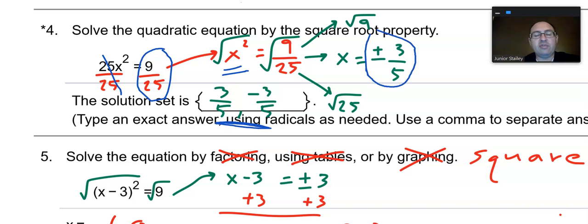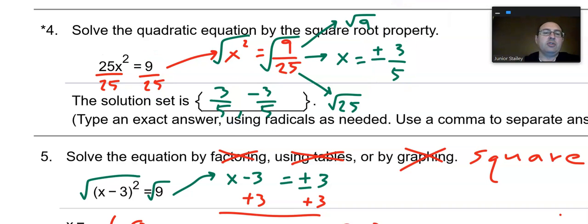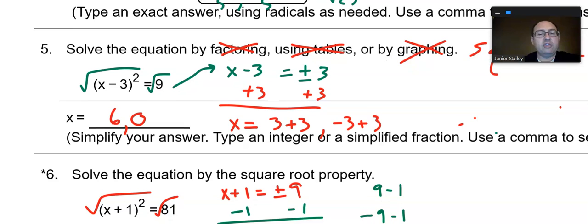So we get fractions for answers. Might as well leave them like that. Don't change it to a decimal. I don't think that would be to your advantage anyway, since they're nice numbers. Next question. Question 5. All right.